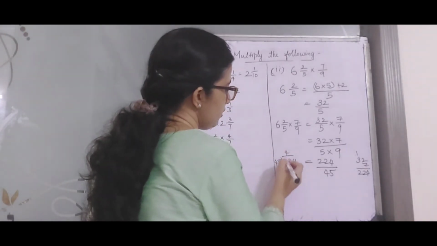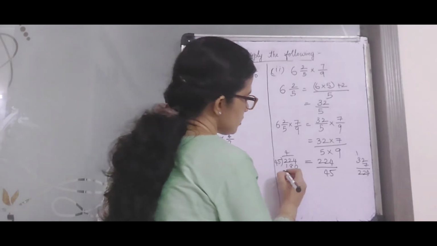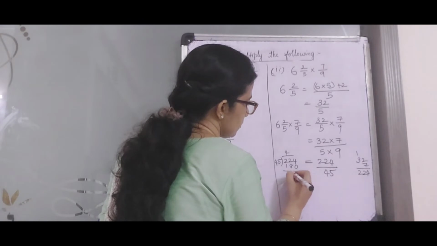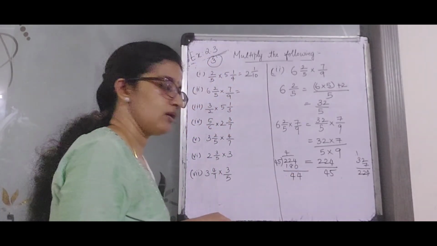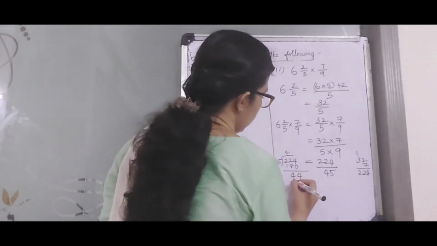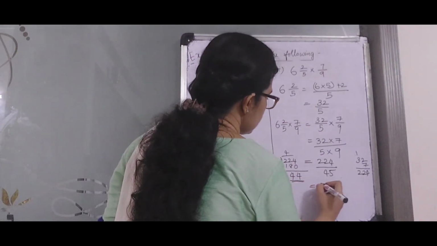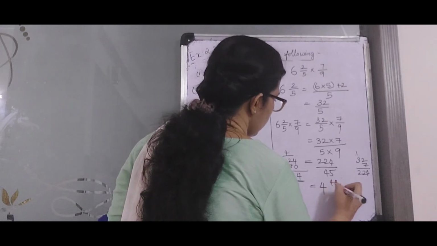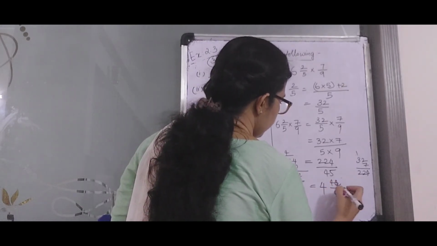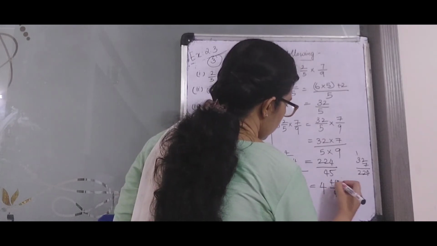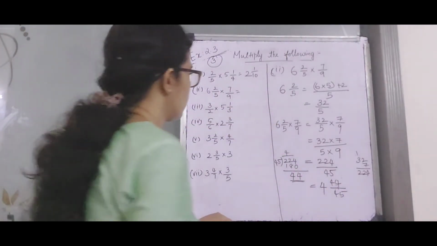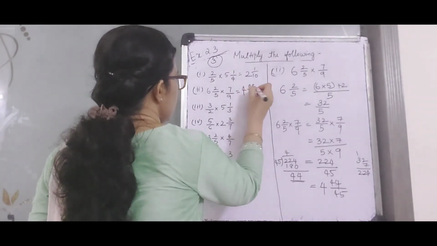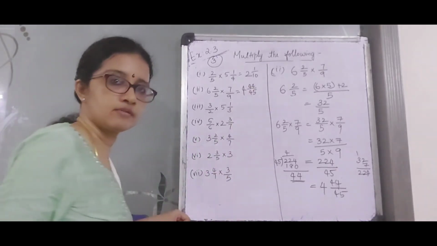If we put 4 here, 4 into 45 is 180. Okay. So what is the remaining thing? 44. Okay. Now, so the answer can be written as quotient is 4, remainder is 44, divisor is 45. Okay. So 44 by 45 is the answer. Okay. 44 by 45 is the answer.